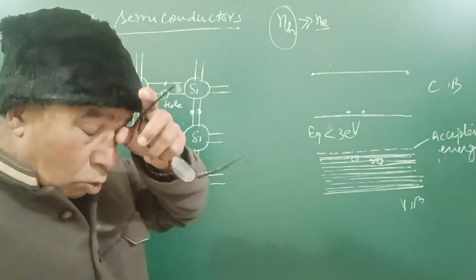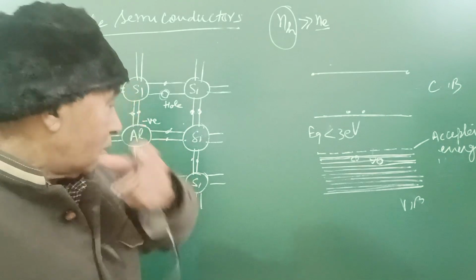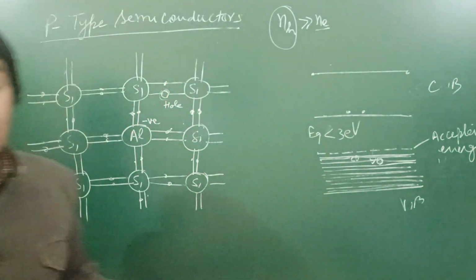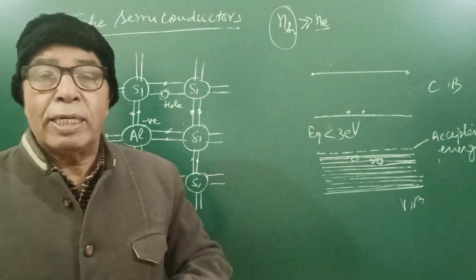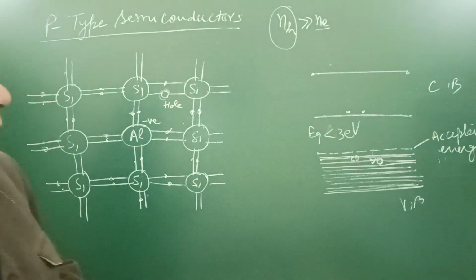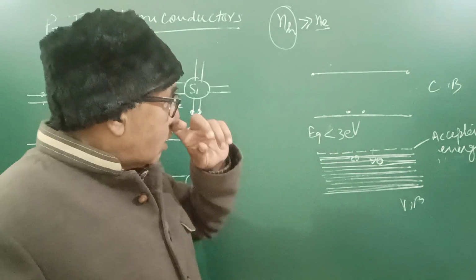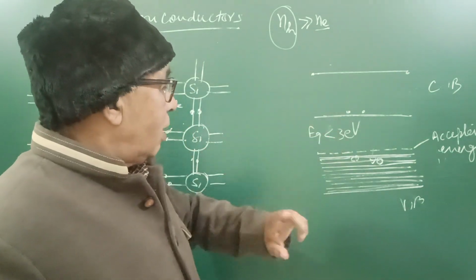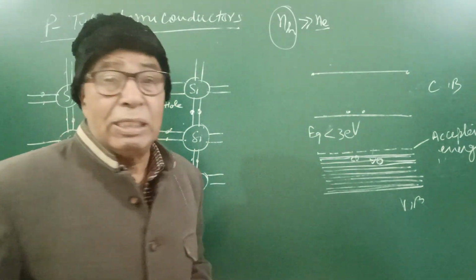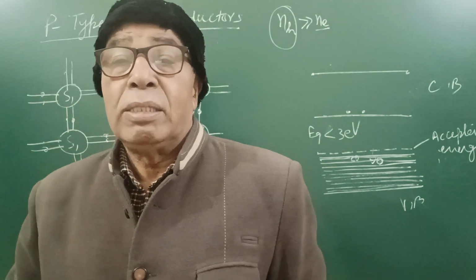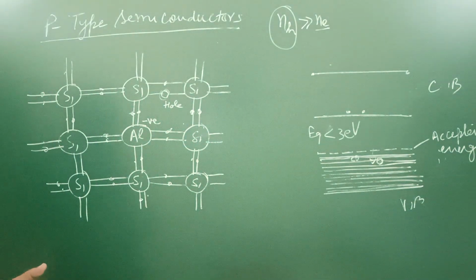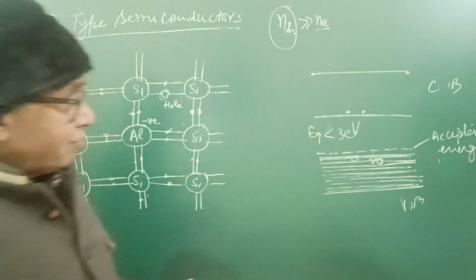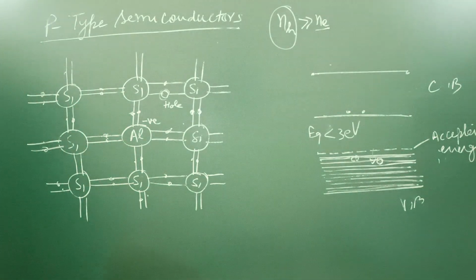In the last video I told you why the conductivity of semiconductors increases with the increase of temperature. I told you that when we increase temperature, the number of electrons in the conduction band and holes in the valence band increases, and this increased number of electrons and holes increases the conductivity.